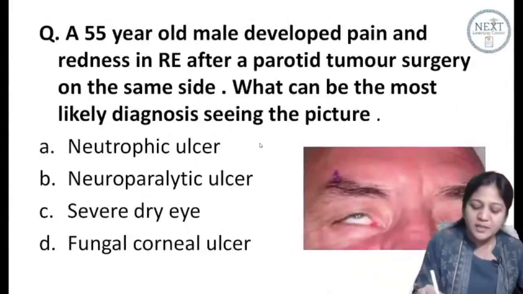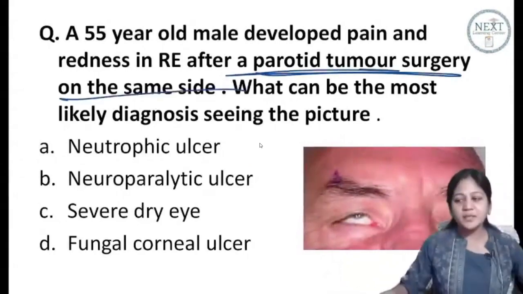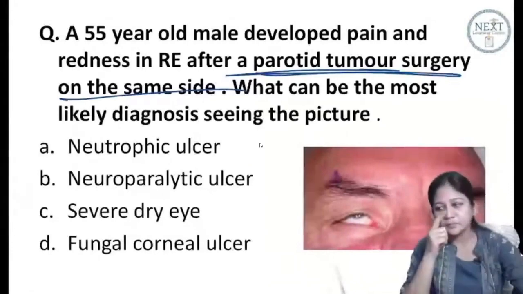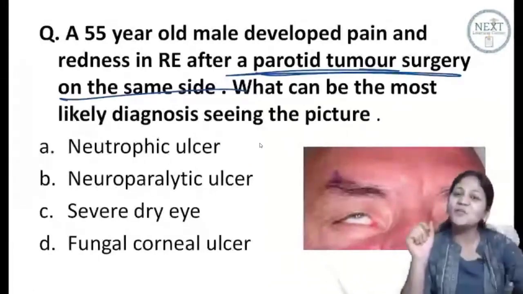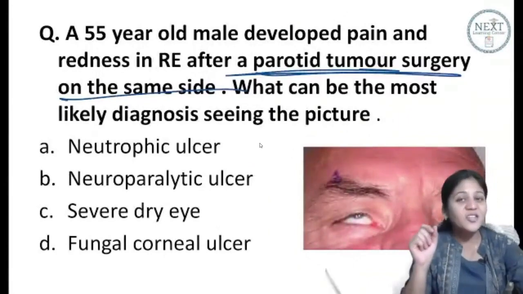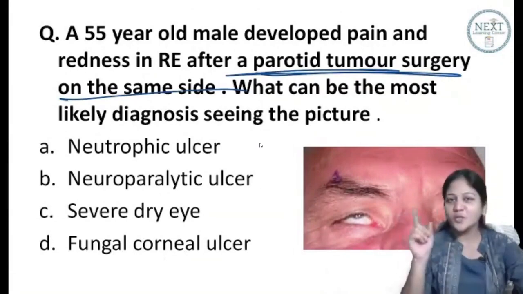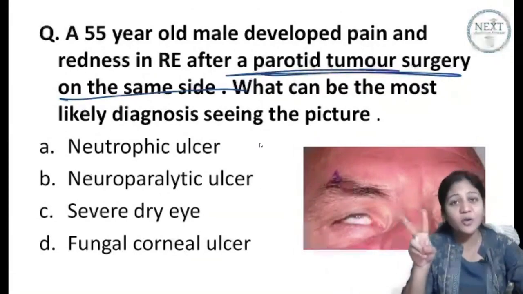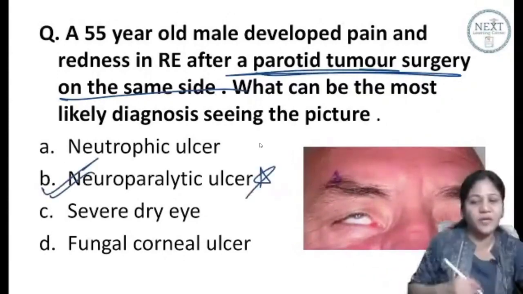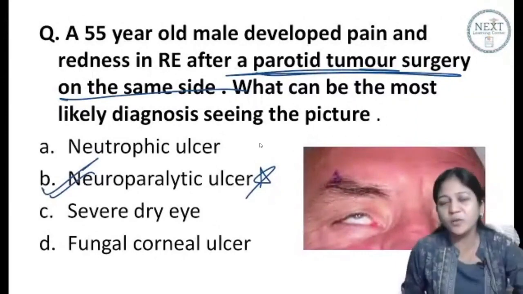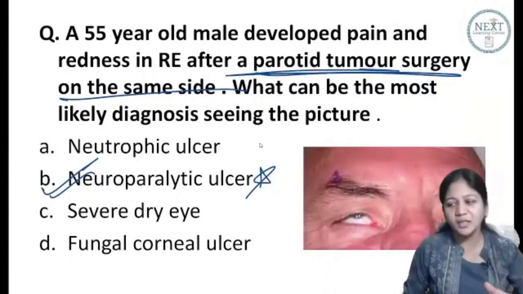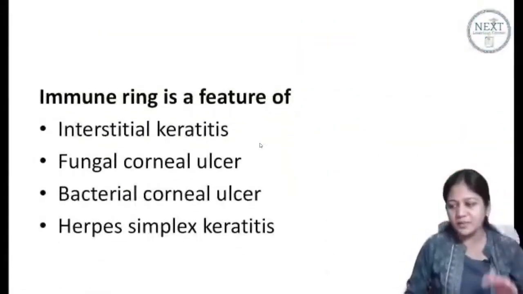What can happen after parotid tumor surgery? What is the relation of this parotid tumor surgery here? Have you done ENT, my son? Very good. You can have a facial nerve injury. When you do a parotid tumor surgery, you can have facial nerve trauma. So if your facial nerve gets damaged, you may have lagophthalmos. If you have lagophthalmos, you may have a neuroparalytic ulcer. Very, very good. So you have a clinical question here, guys. It became a clinical question, didn't it? Nothing else has been given here. Very good. This one is a simple one.